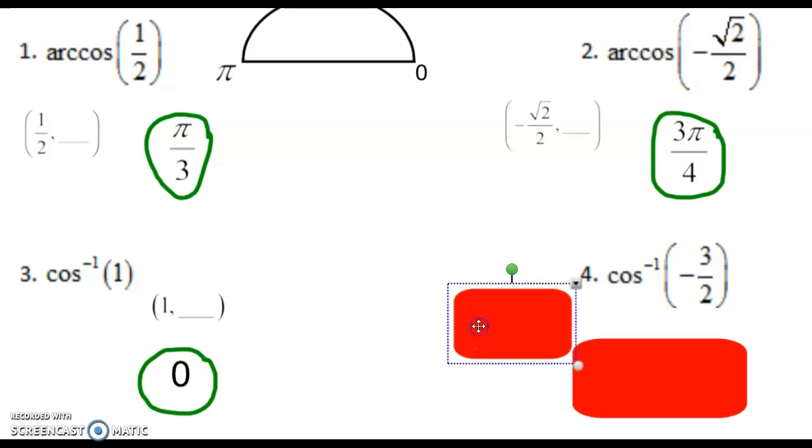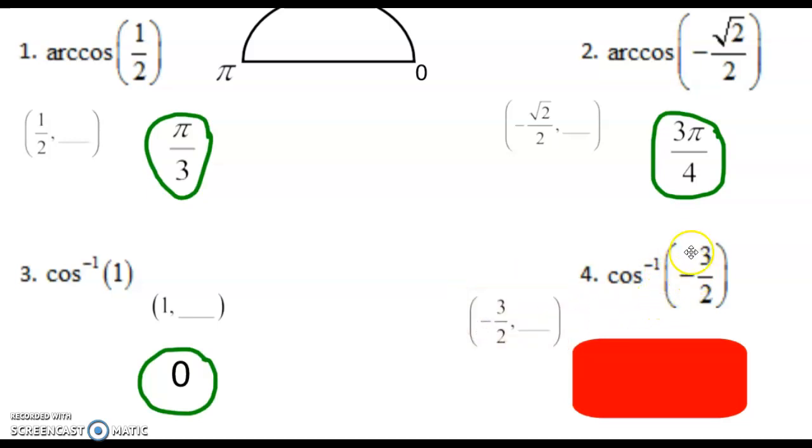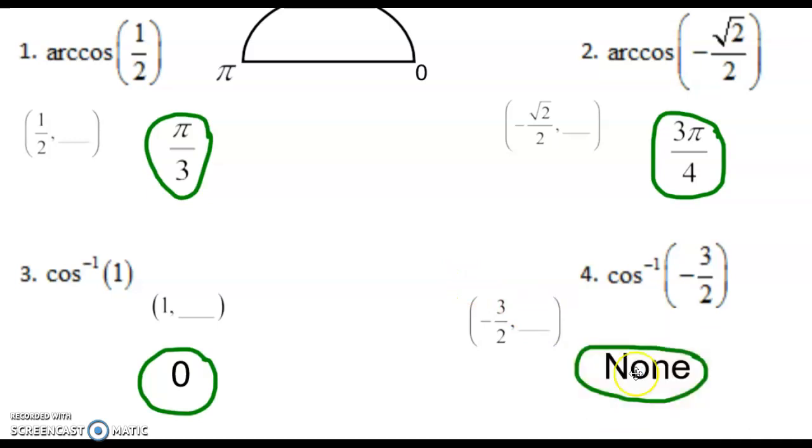Now for the inverse cosine of -3/2, don't think that I forgot that square root there, so don't get that confused with -√3 over 2. We're looking at -3/2. That's about -1.5, and that's the reason we do not have a solution here, because this is outside of our domain. Remember, cosine only goes from -1 to 1. So since -1.5 is less than -1, inverse cosine is not defined here.